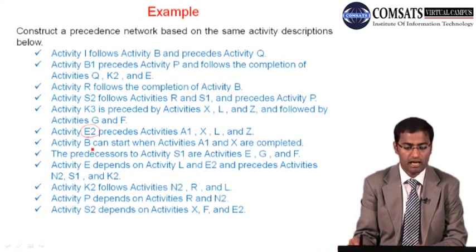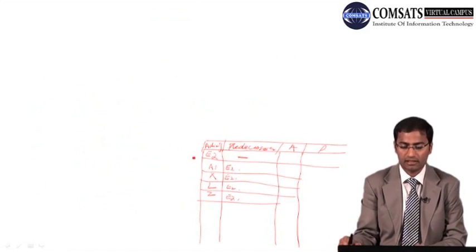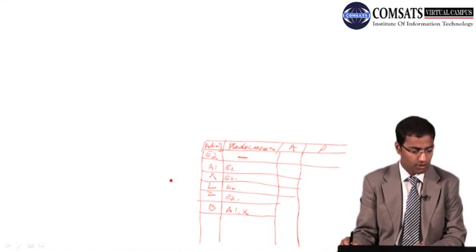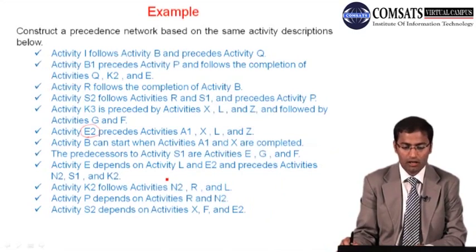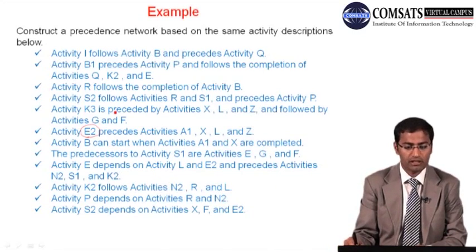Again we have to find B. Activity B can start when activities A1 and X are completed. So B is dependent on A1 and X, and we have done A1 and X. A1 and X have already been done. So B is dependent on two activities, A1 and X. Okay, so then we find out which one is next.